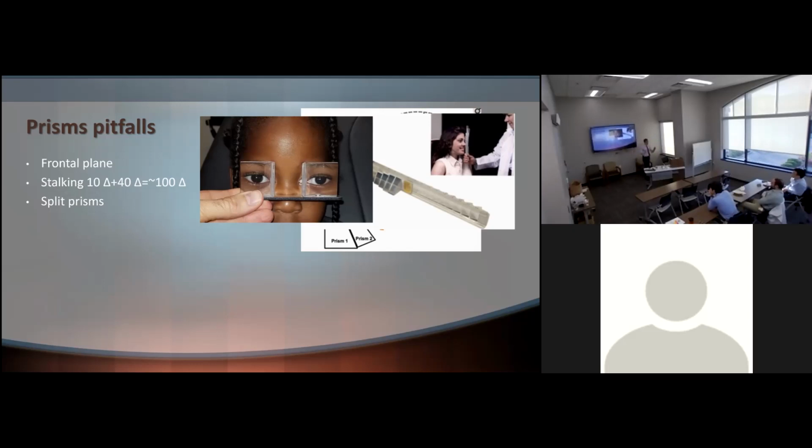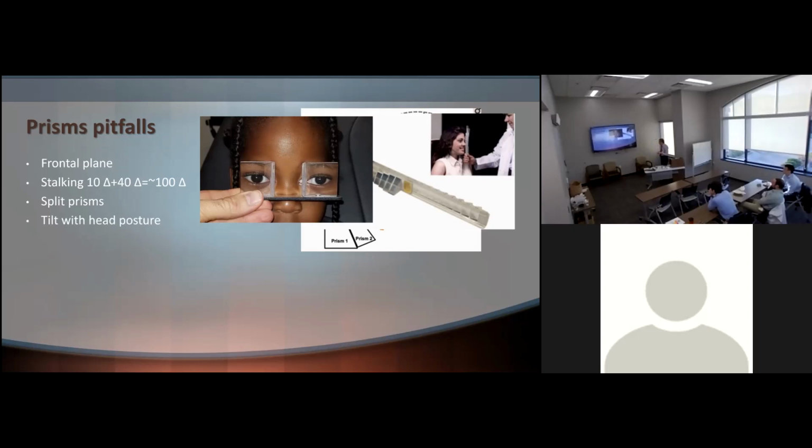So again, we split prisms. If you have a big deviation that is beyond the capacity of your prism bar or your loose prisms, we split the prisms, base out in each eye, or base up in one eye and base down in the other eye. But you cannot do two base out or two base in. You can put horizontal and vertical prisms simultaneously on one eye to check both horizontal and vertical deviation, but you cannot hold two horizontals or two verticals.